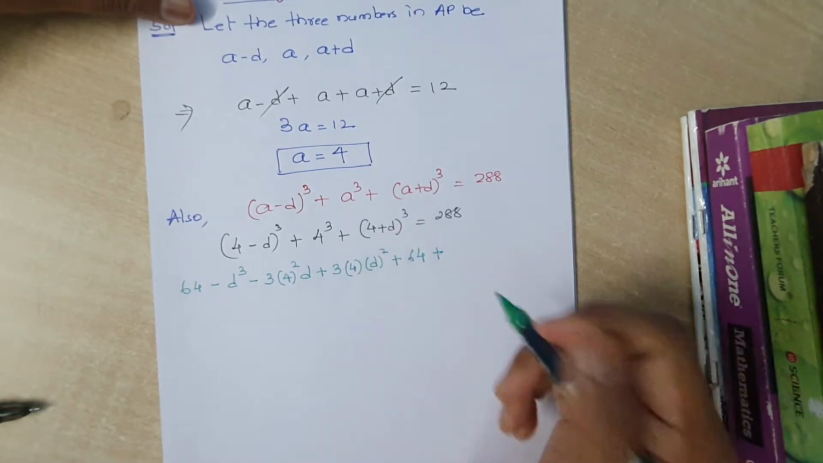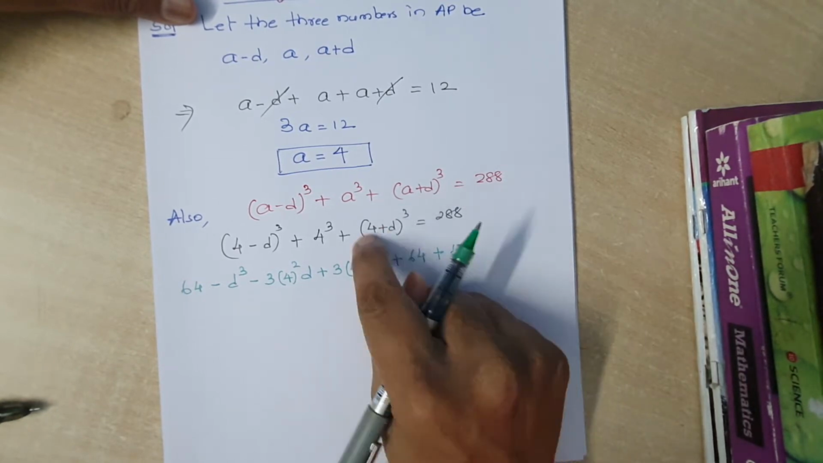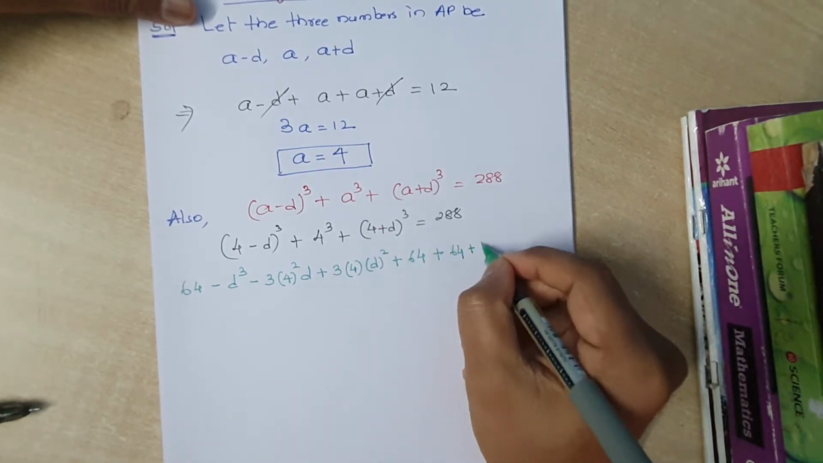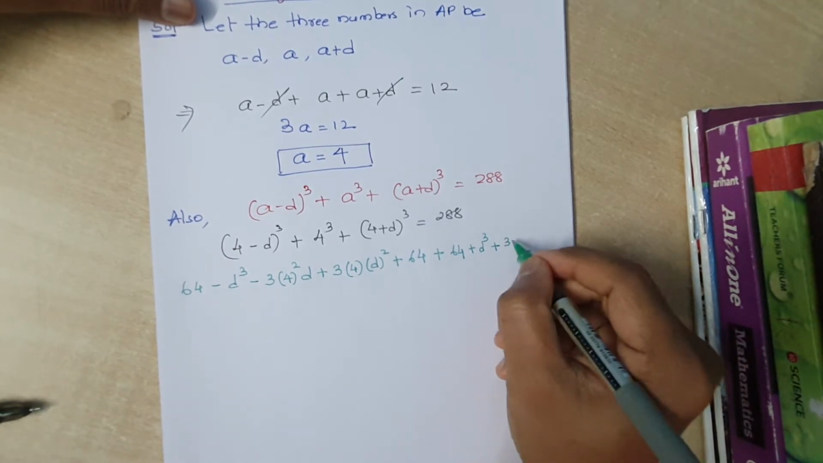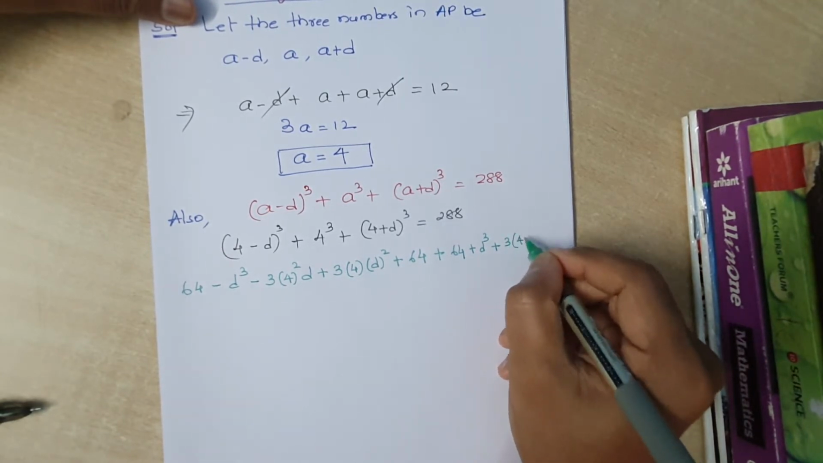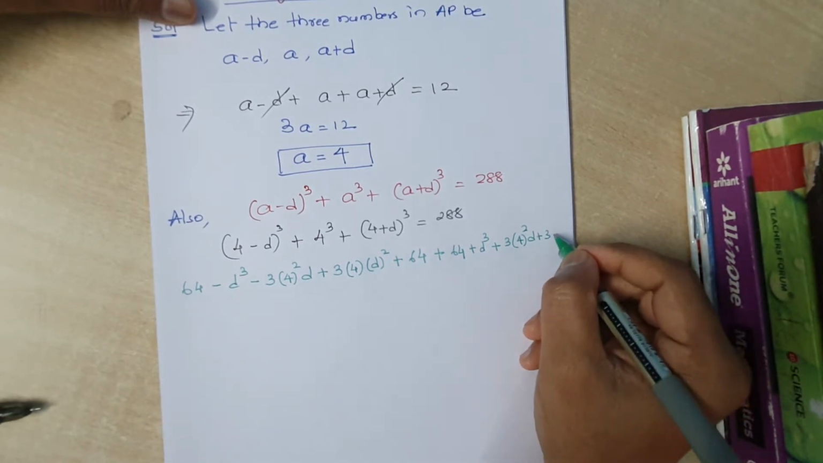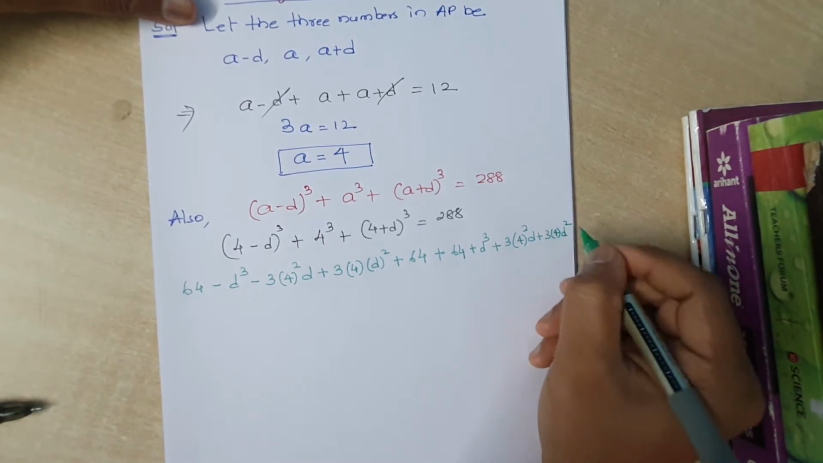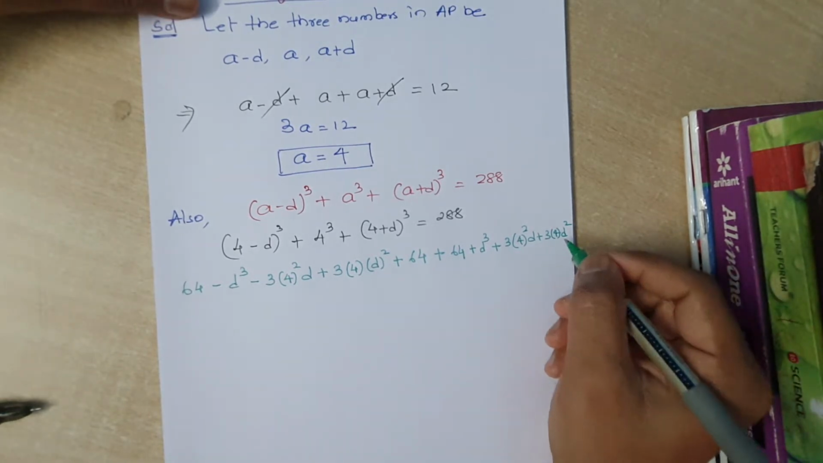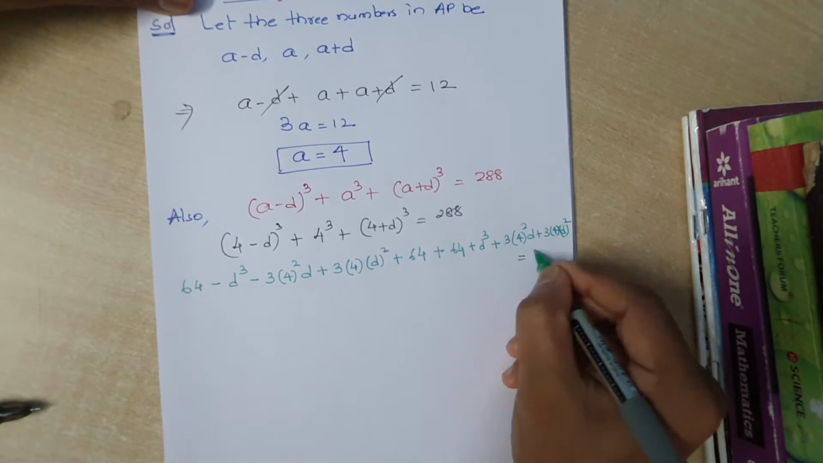Here also we have to expand. So 64 means A cube plus B cube, that is D cube here, plus 3A square B plus 3AB square. 3A, B square, that means D square, is equal to 288.